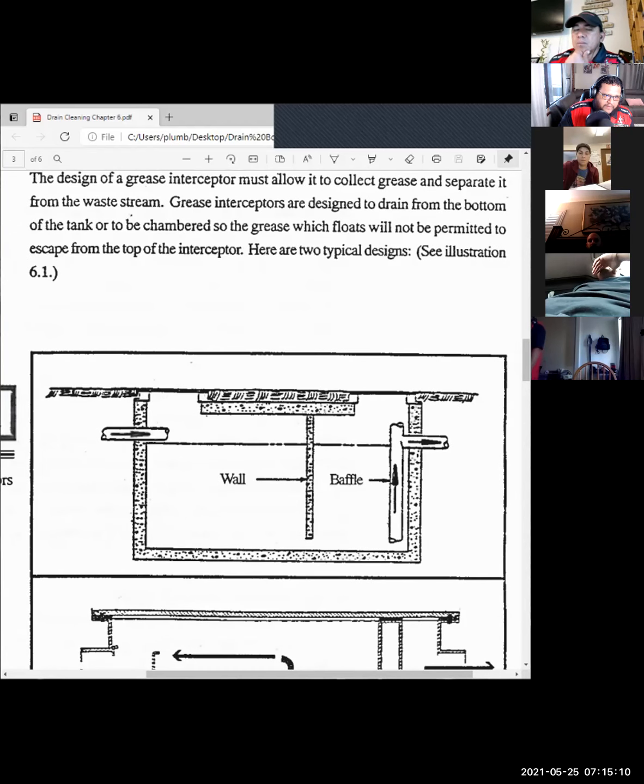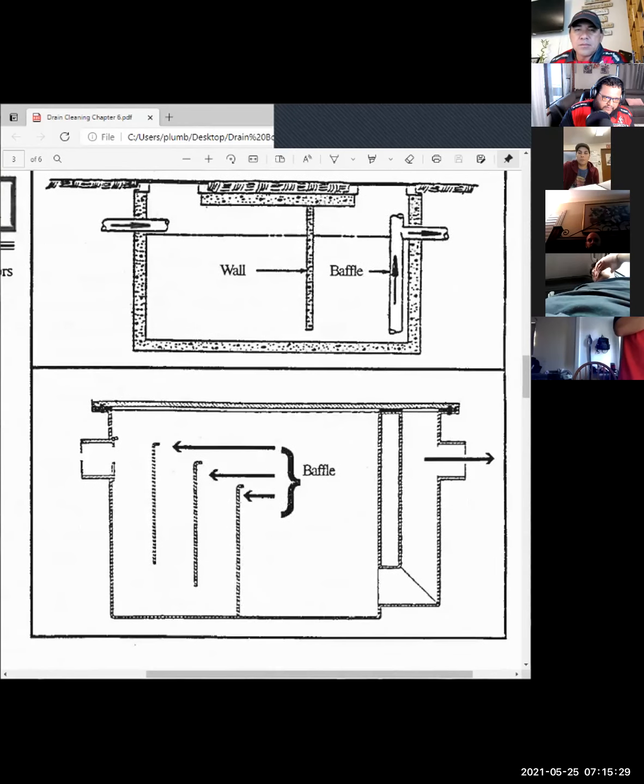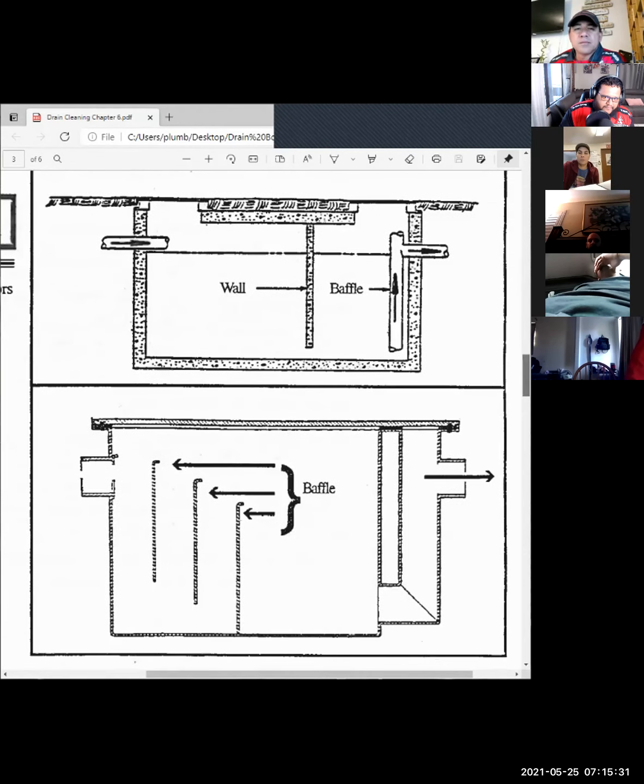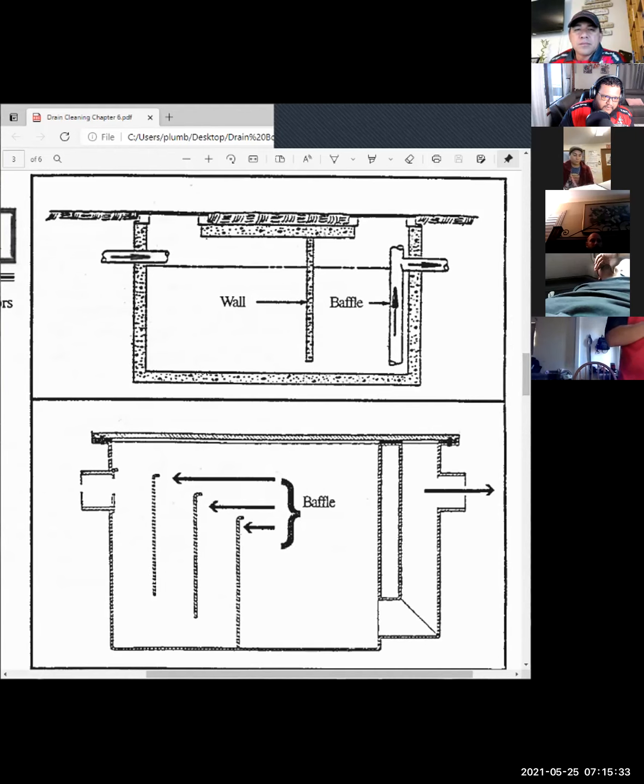The design of a grease interceptor must allow it to collect grease and separate it from the waste stream. Grease interceptors are designed to drain from the bottom of the tank or to be chambered so the grease which floats will not be permitted to escape from the bottom of the interceptor. So here we have two different types of boxes. This one at the top is what we're normally dealing with.